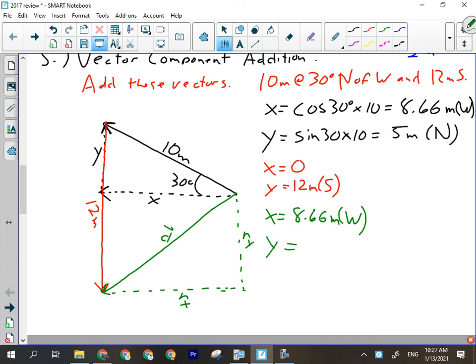Okay, green y, so that's going to be black y plus red y. Black y is 5 meters north, and red y is 12 meters south. So to get that, I would go 12 minus 5. I'll make south positive there. And we'll have 7 meters south as our overall green y.